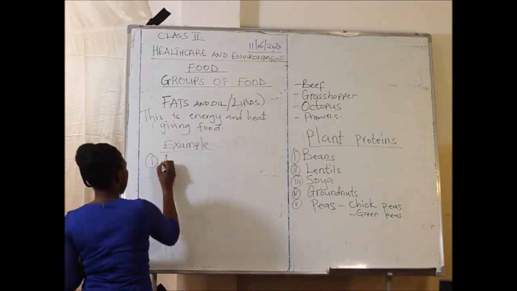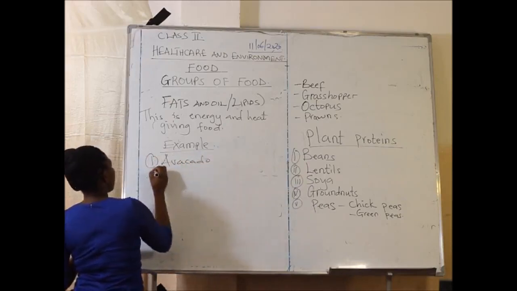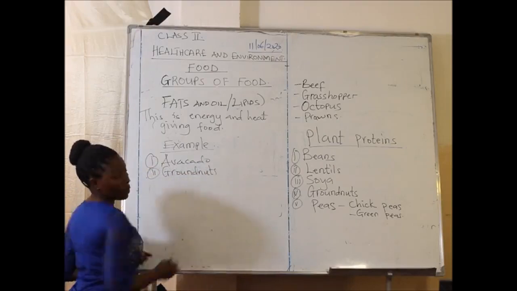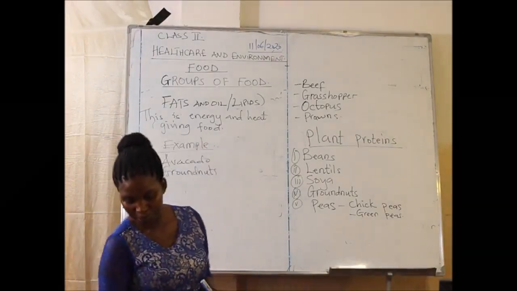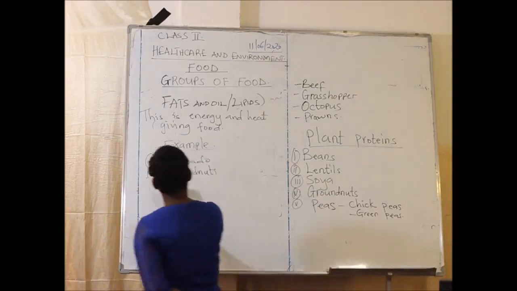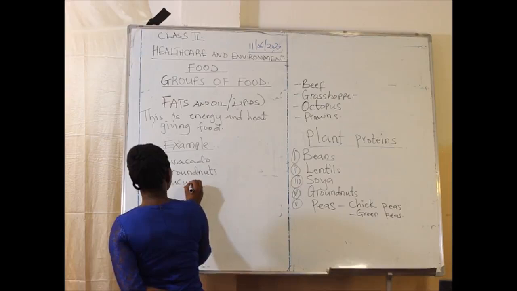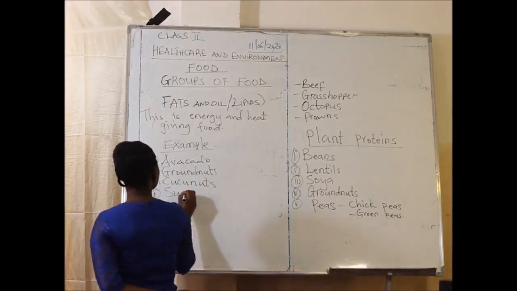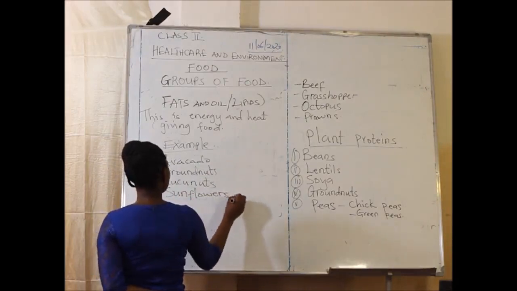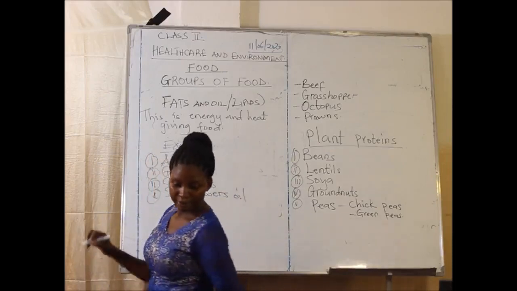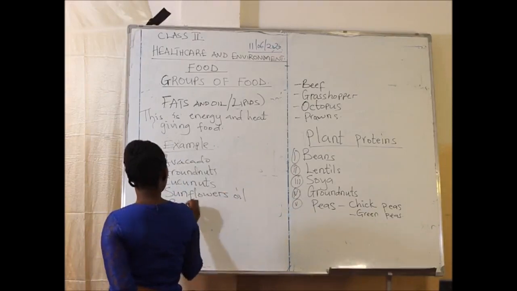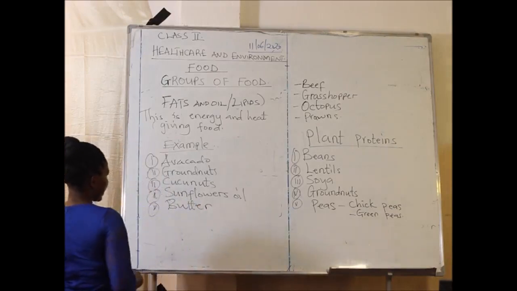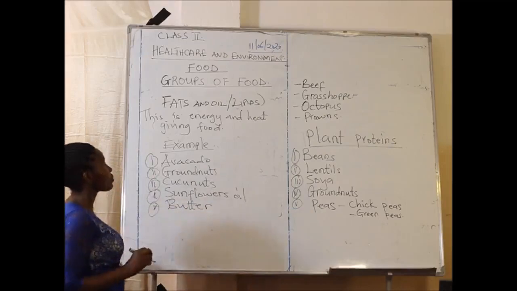One, we have avocado. We have groundnuts. We have coconuts. We have sunflower oil. We have butter. Those are examples of the food which is rich in fats and oil. Now let us look at the next group, which is vitamins.